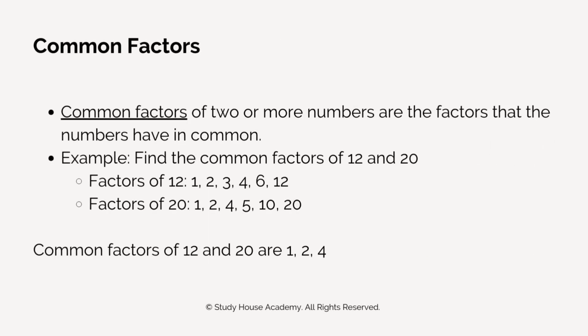Common factors of two or more numbers are the factors that the numbers have in common. For example, find the common factors of 12 and 20. The factors of 12 are 1, 2, 3, 4, 6, and 12. The factors of 20 are 1, 2, 4, 5, 10, 20. Thus the common factors of 12 and 20 are 1, 2, 4.